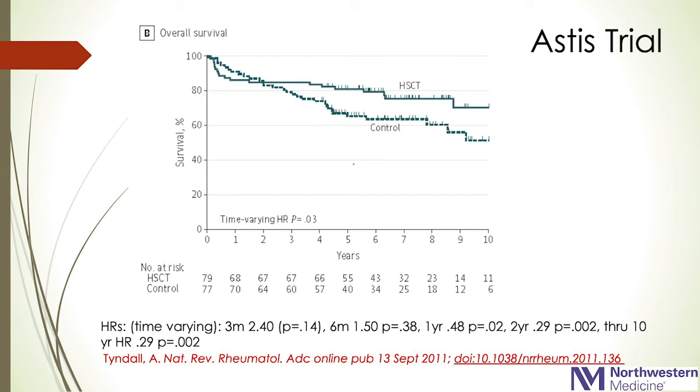the first. So this is the people who got stem cell transplant, and you see initially the mortality was higher in that group, and that's because of the transplant-related mortality that in the ASTIS study was about 9%, so a very significant mortality. However, in those who survived the transplant and who you looked at over time, at 10 years, survival was significantly better in those who had had stem cell transplant.